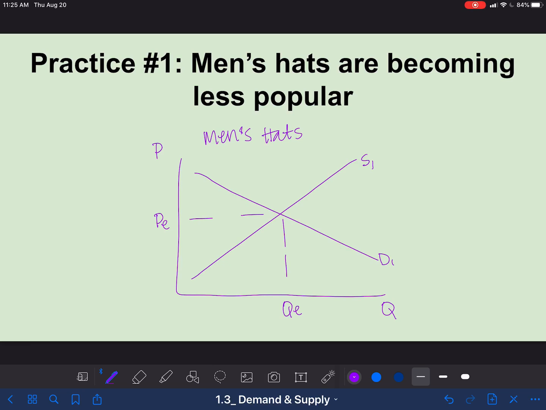So men's hats are becoming less popular. Well, if the men aren't wearing the hats, what's happening to the demand for men's hats? It's decreasing. So decreasing goes to the left. So here we have demand 2. We have our decrease in quantity, and we're going to decrease the price. If no one's buying hats, the price will eventually drop.